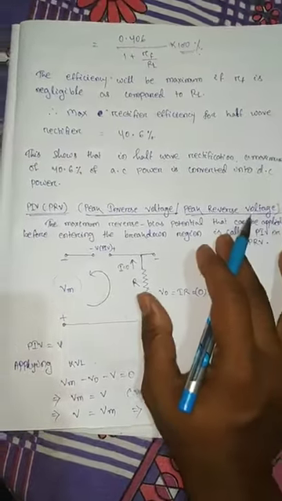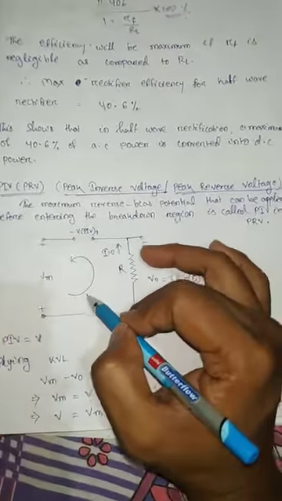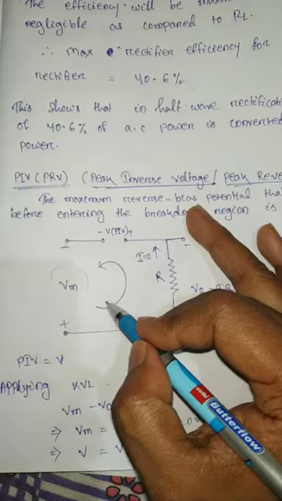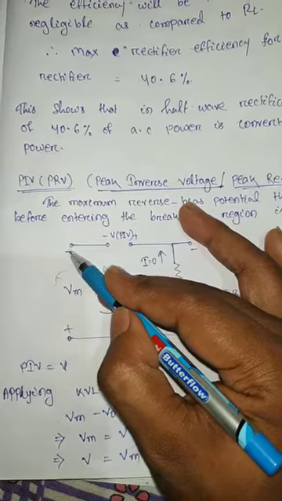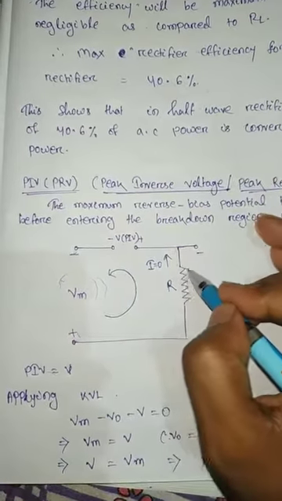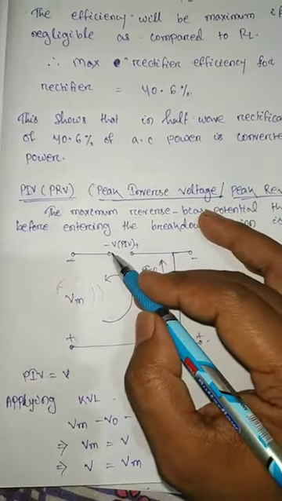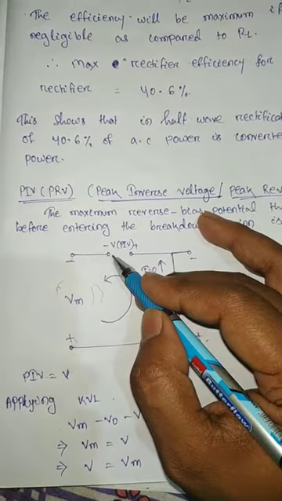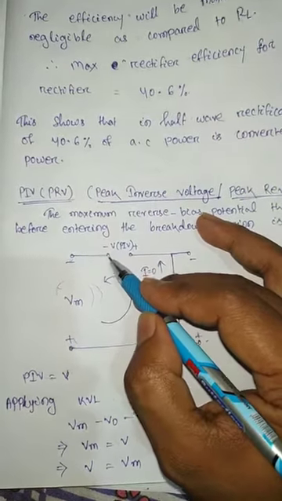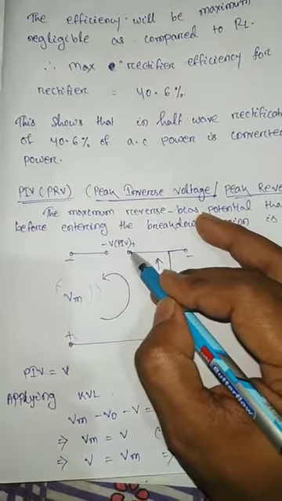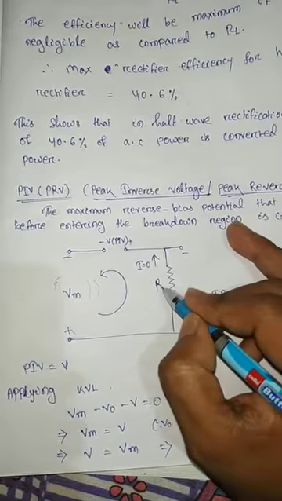Now for calculation of PIV for the half wave rectifier, this is the circuit diagram. As you see in this case, the maximum supply voltage is VM, the minus is this side and plus is this side, and this will be the load resistance. The current through the circuit is 0, and in the reverse bias case, the diode is open, so there will be no current flowing through the diode. It will act as an open circuit, so in place of the diode we represent an open circuit.